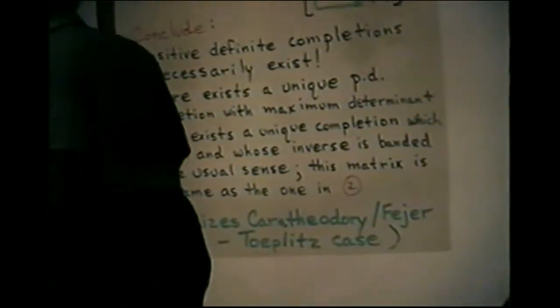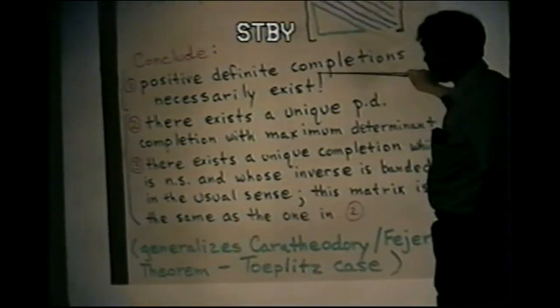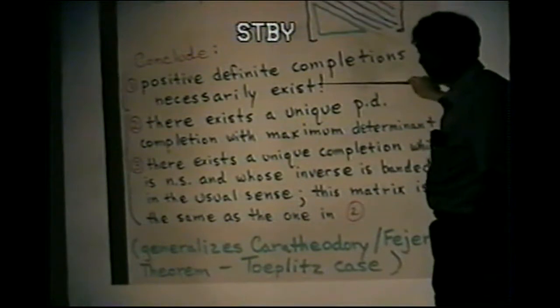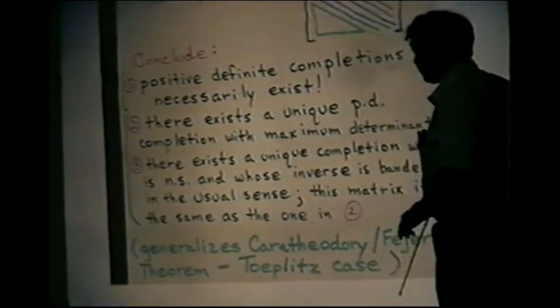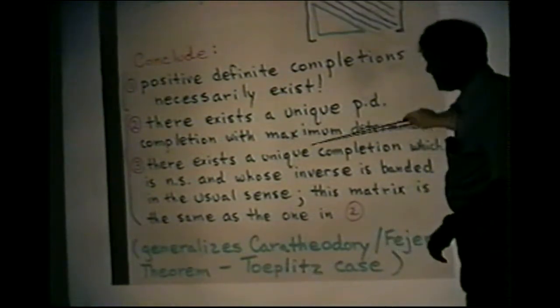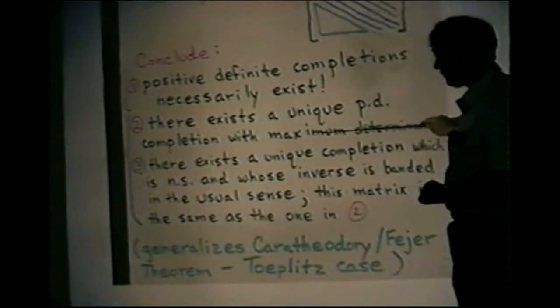Positive definite. Okay? And they reach three remarkable conclusions under those assumptions. First of all, again, just as in the Berg case, there's always a positive definite completion. And then secondly, among the positive definite completions, there's a unique one with maximum determinant. One and only one has the maximum determinant.